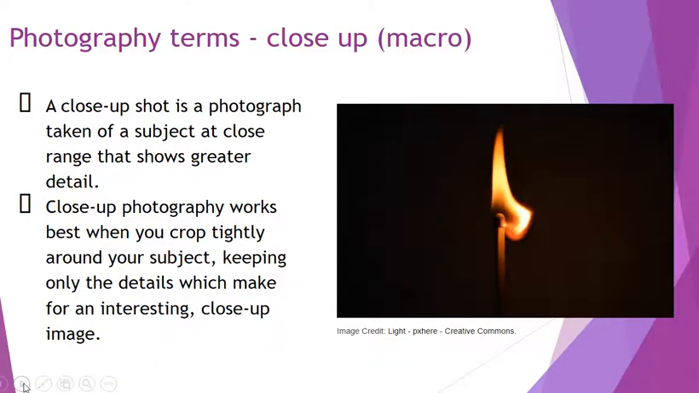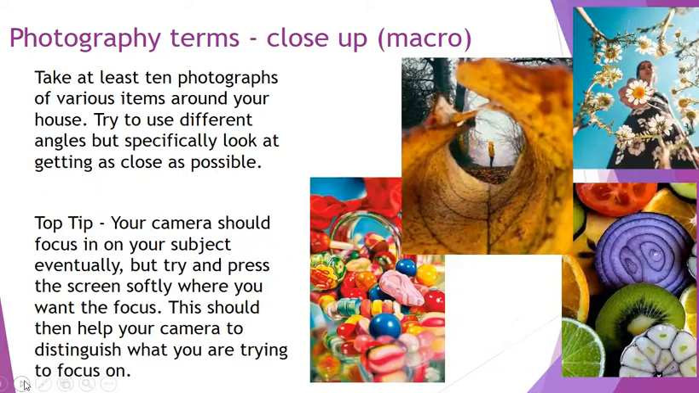Okay, the second subject that I want you to look at is close-ups. This is known in the photography world as macro photography. A close-up shot is a photograph taken of a subject at close range which shows greater detail. That's a gorgeous photograph of a match just setting on fire, taken in the dark with a very low shutter speed. There's a little note there about cropping, as well. I'll show you in a photograph that's coming up, but you do need to crop these macros just to get that perfect example.